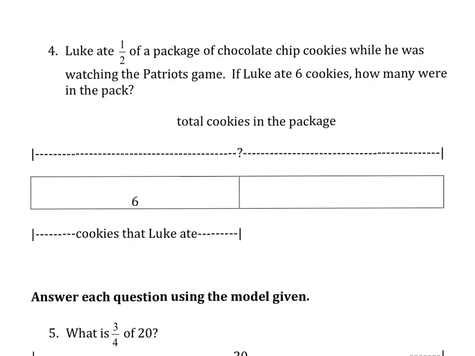Number 4, okay, Luke, you ate half a package of chocolate chip cookies while you were watching the Patriots game. Now, if Luke ate 6 cookies, how many were in the pack? All right, so we have some information here to work with. So each box is worth 6, because that's what it says right there. And then I know 6 and a 6 makes 12. So there were 12 cookies in the pack.